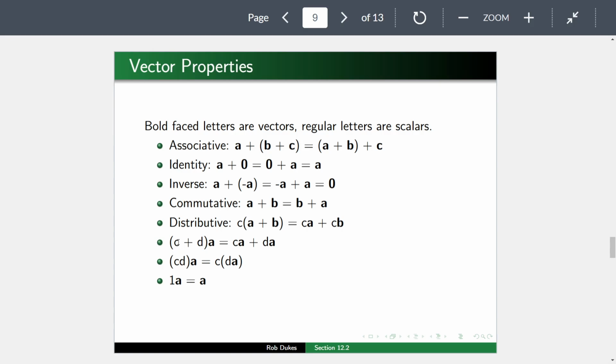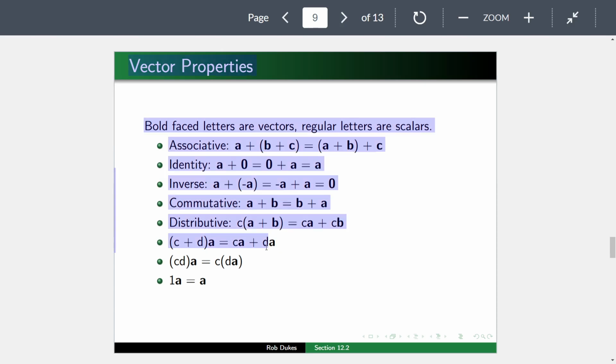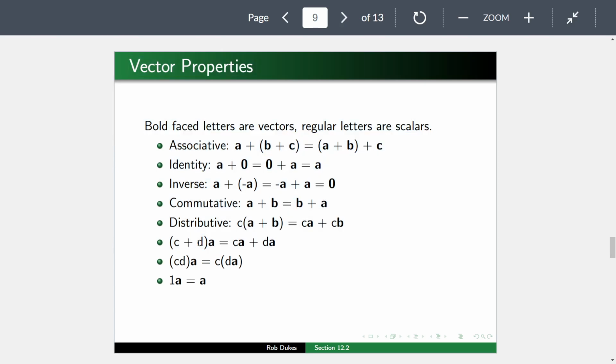If, on the other hand, you add the scalars together, that also distributes. That's saying if I, for instance, had a vector that was 2 miles and a vector that was 5 miles in the same direction, then together they make a vector that is 7 miles. 2, 5, 7.